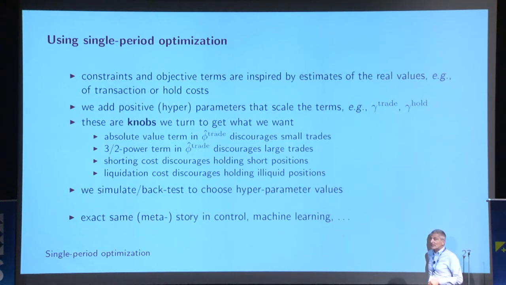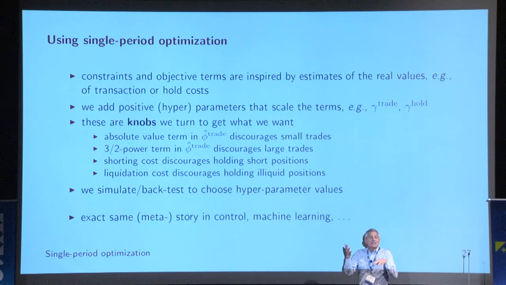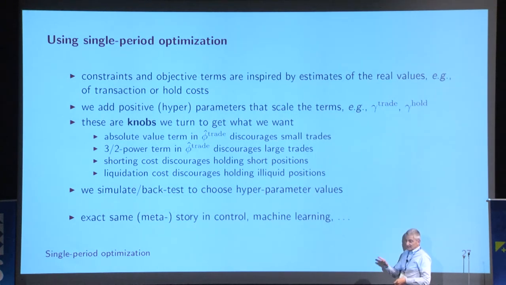So how do you use single period optimization? This is actually very interesting to me because it seems to be the exact same story in everything I've ever looked at. Control, machine learning, it's an identical story. It's all the same, and it goes like this: you start with constraints and objective terms that are inspired by an actual model. That's good because it gets the scaling right. It tells you that it's much cheaper to trade Apple than some tiny little thing that just went public. So it gets the scaling right.